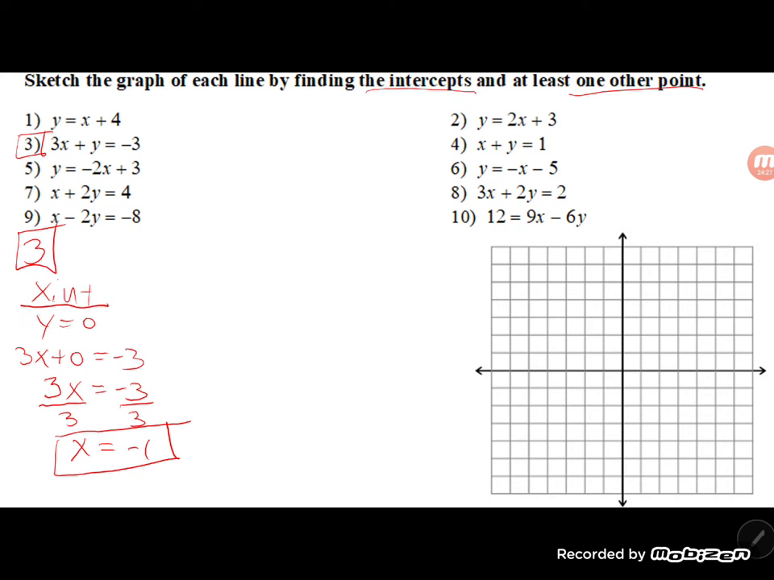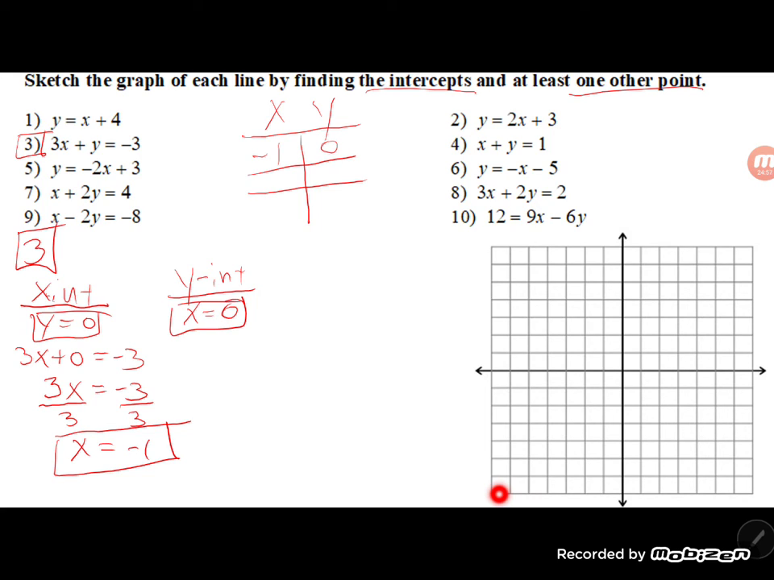Okay, so I plugged in 0, I got out x equals -1. So in my table, I'm going to write x is equal to -1 and y is equal to 0. Now let's go ahead, we're going to find the y-intercept. And to find the y-intercept, we know that x is going to be equal to 0. So I'm going to go back up to the equation, and plug in 0 for x.